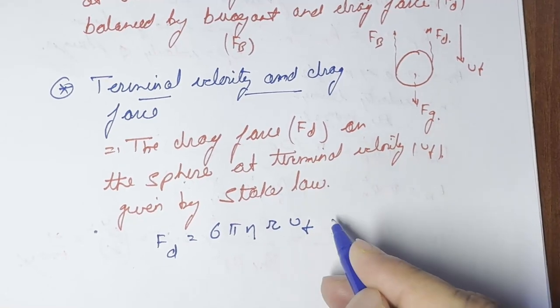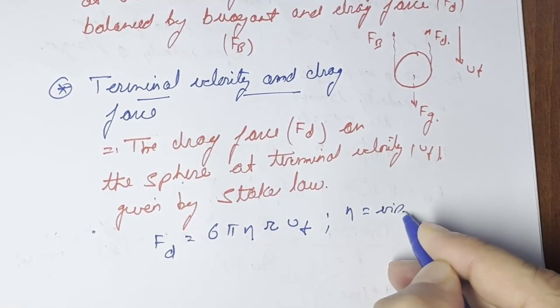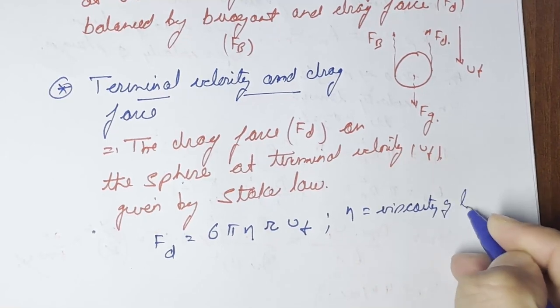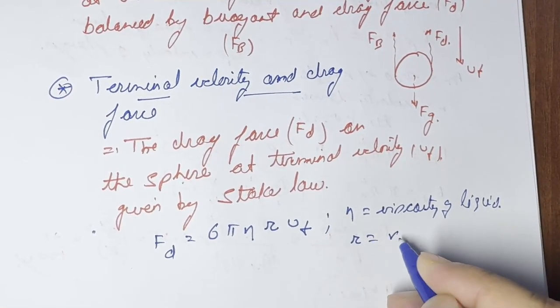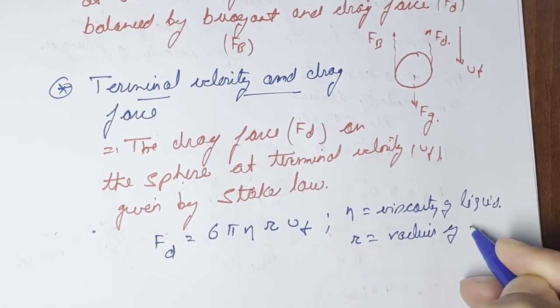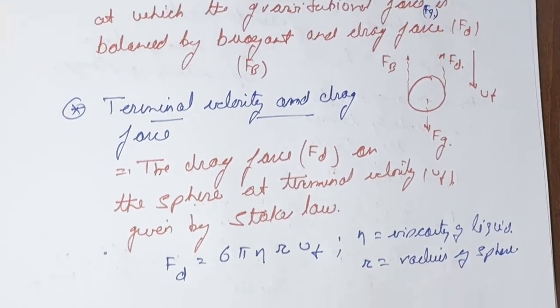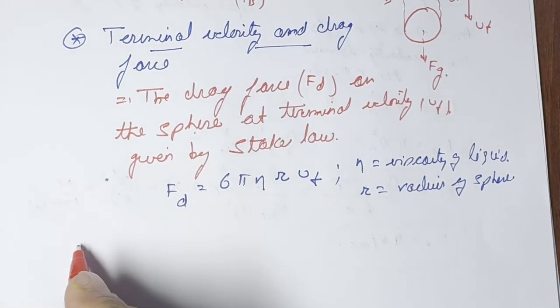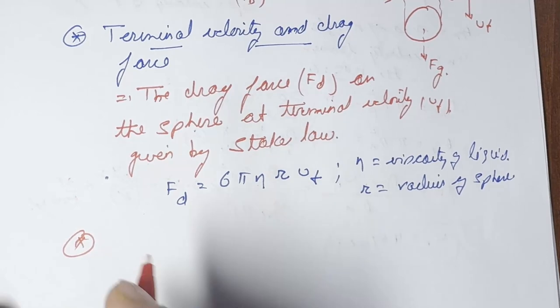Okay. So here this nu is the viscosity of the liquid, and the small r is the radius of the sphere, and Vt we already know is our terminal velocity. Let us find out, or rather we can say that at terminal velocity the net force on the sphere will be equal to 0.